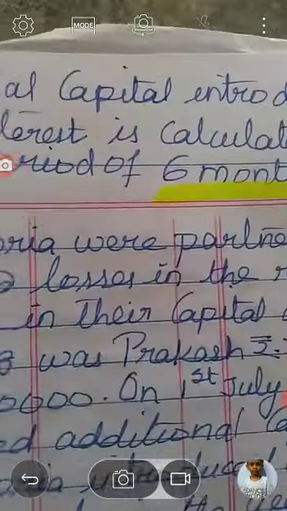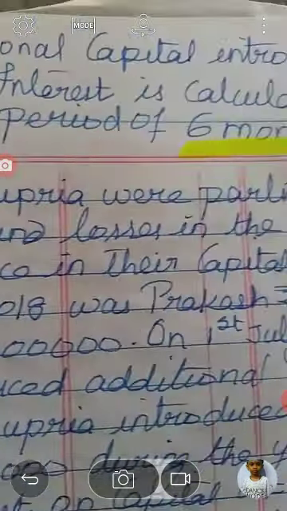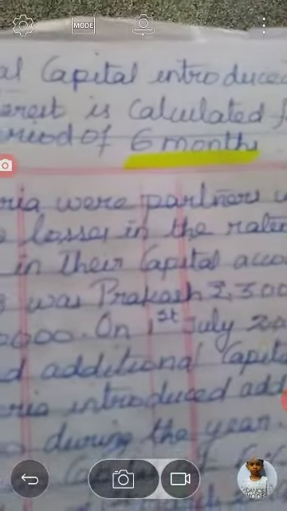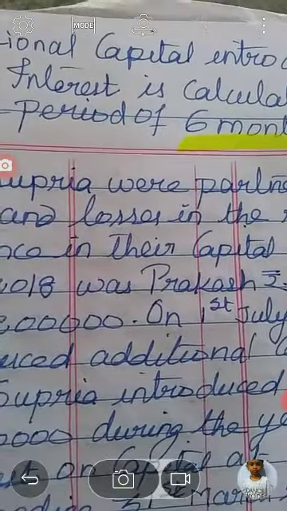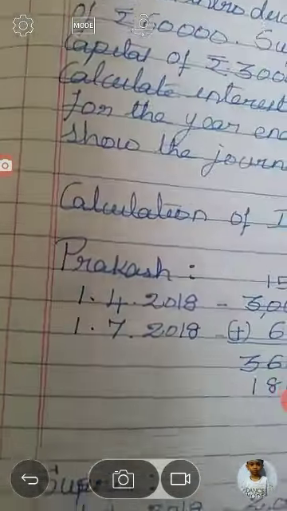So interest is calculated for an average period of 6 months. If the date of additional capital introduced during the year is not given in the sum, the interest is to be calculated for an average period of 6 months. You have to make a note of it.